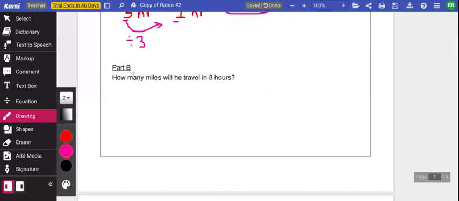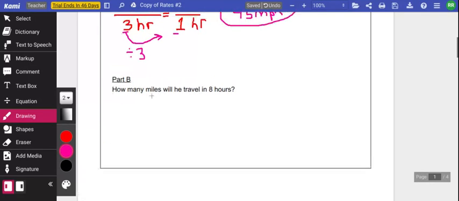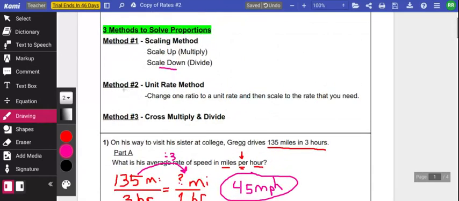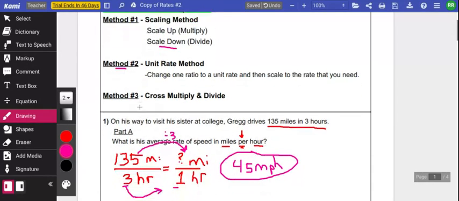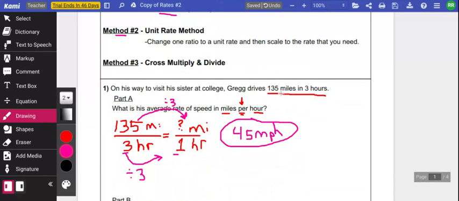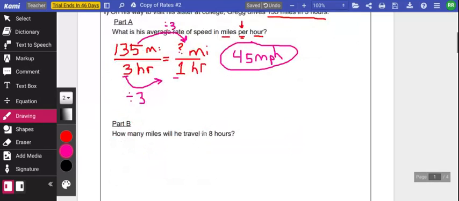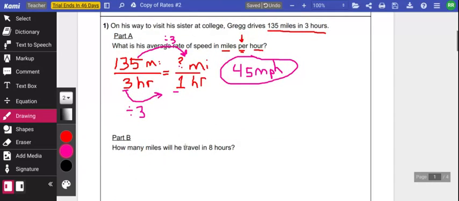Here in part B, it says how many miles will he travel in 8 hours? And so this is where we can use method number 2, the unit rate method. We were given a rate, 135 miles in 3 hours, and we first went to the unit rate, which we found was 45 miles per hour. Okay, and then after I have the unit rate, I can go to the rate that I need. So the unit rate is 45 miles per 1 hour. And now I want to know how many miles.